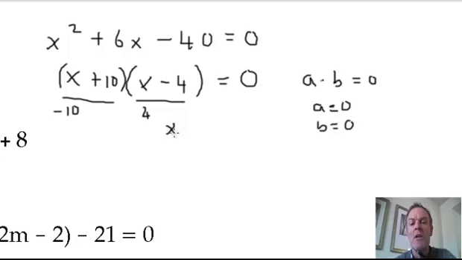If you're not too sure, if it's a harder one, you set both parentheses equal to 0 and solve. You would just do this. So if it's a harder parenthesis, just do it by this. So two problems to solve. But that's very visual. So x equals negative 10 and x equals 4.